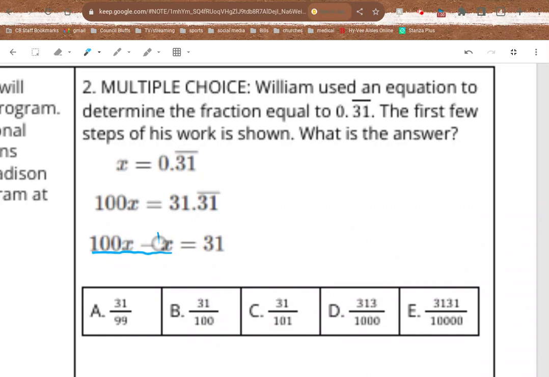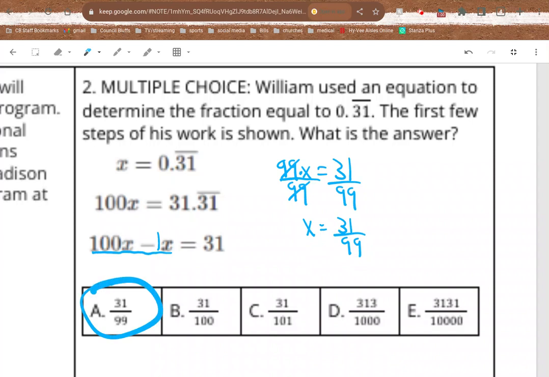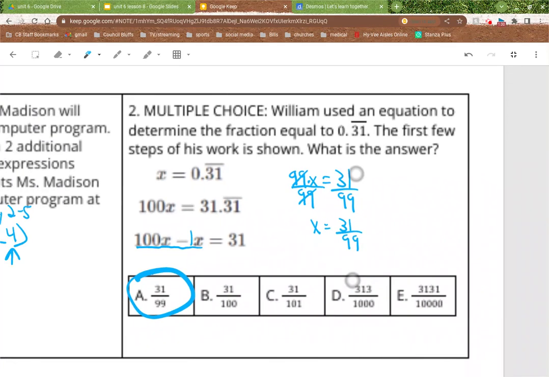So this is 100x minus 1x, which is 99x. So this is 99x equals 31 because, again, 100x minus 1x is 99x. And then because this is multiply, I'm going to divide both sides by 99, and I get x equals 31 divided by 99, which is choice A. So number 2 is choice A. Okay. So that's it for the ISAS questions.